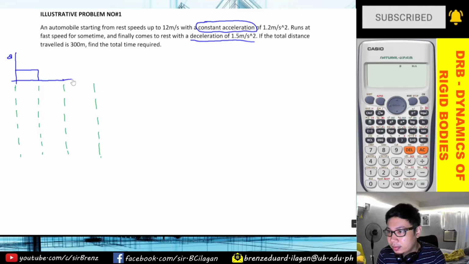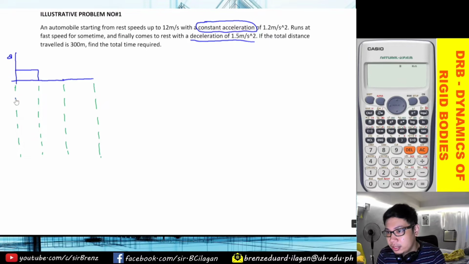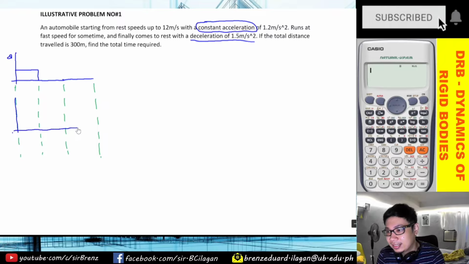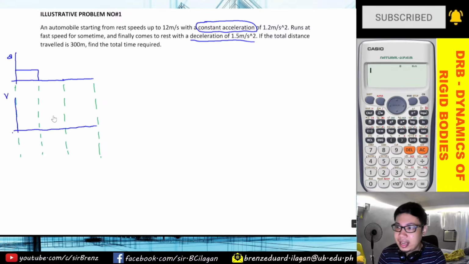I-plot ko na rin dito guys yung shear diagram. Sorry, velocity diagram. Napagli-lituhan ko lang kasi pareho silang V. Velocity diagram.